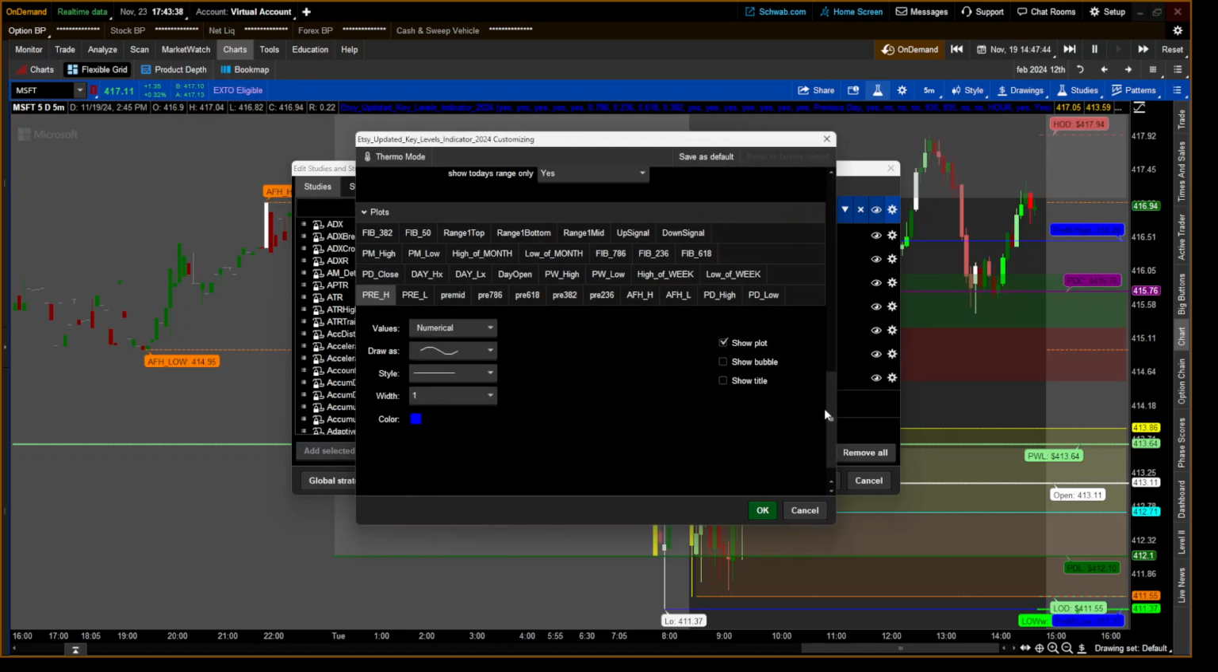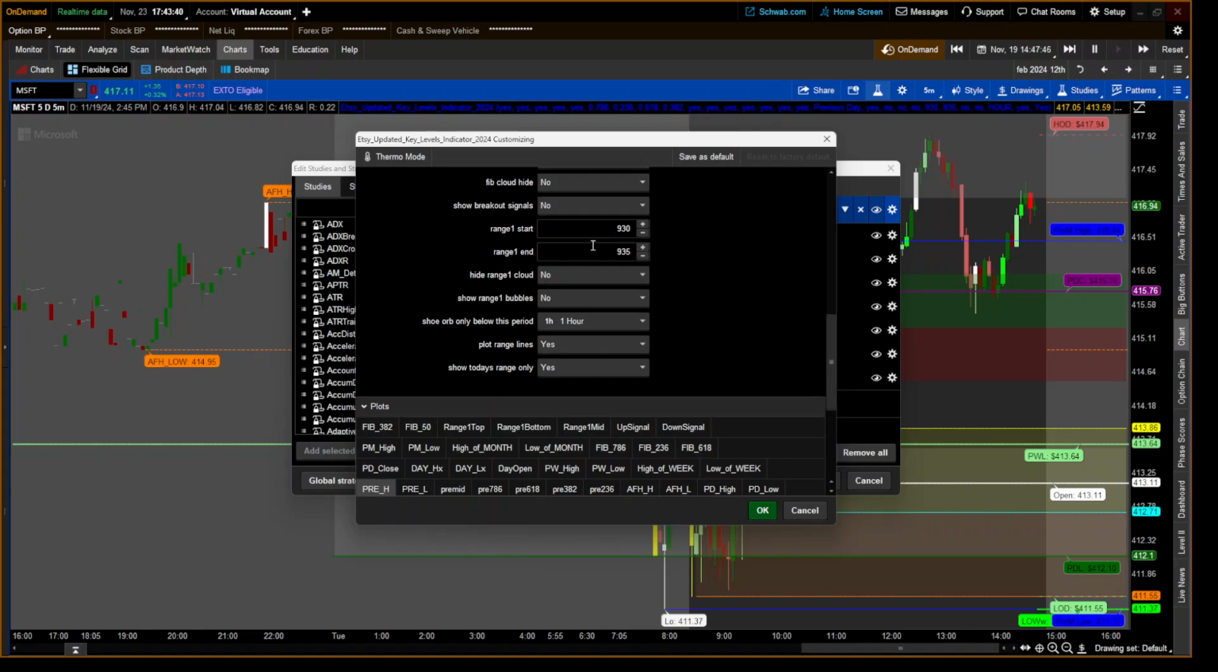You can manipulate your ORB from here. I have my range set for 5 minutes, so 9:30 to 9:35. I live in Central Time, so that's why I have to set it that way, even though the market is really on Eastern Time, New York time. This right here shows you the ORB below this period.